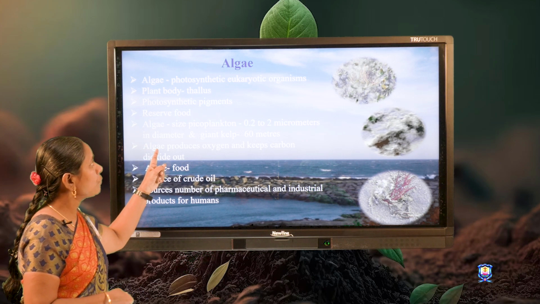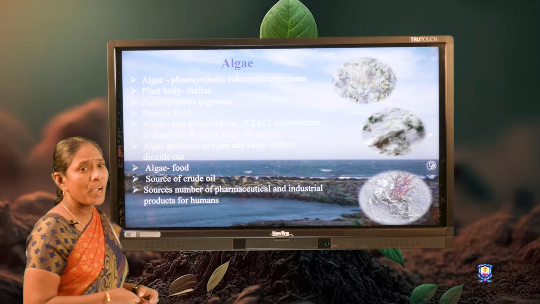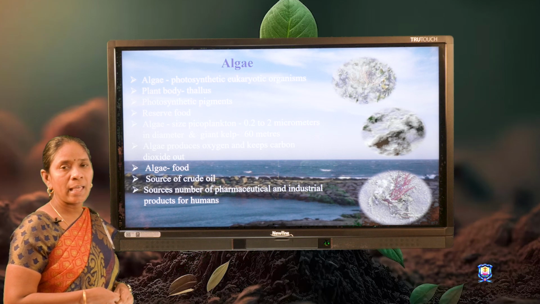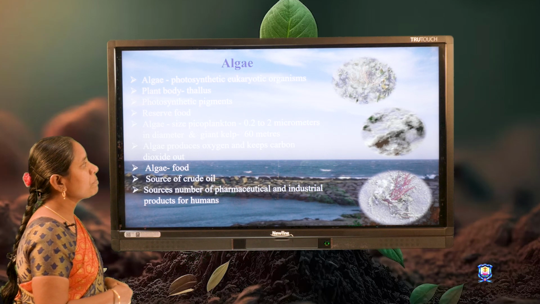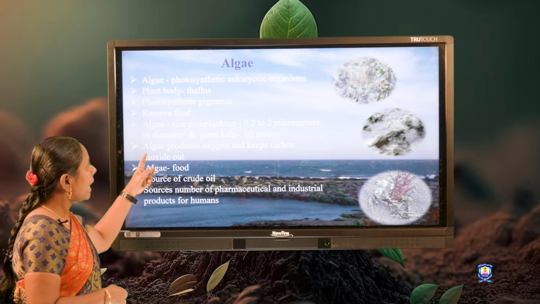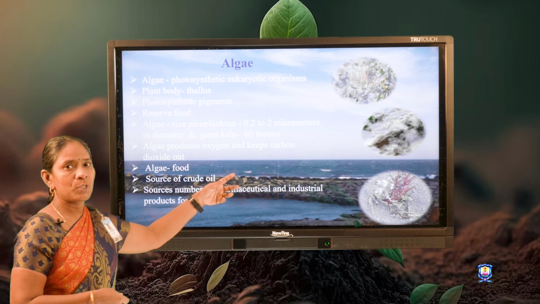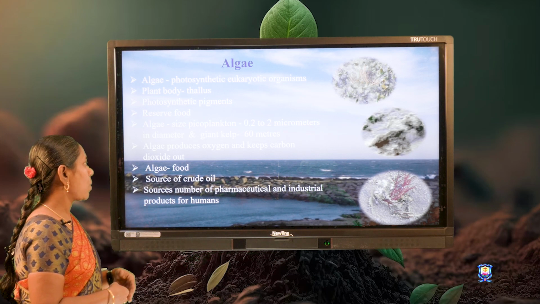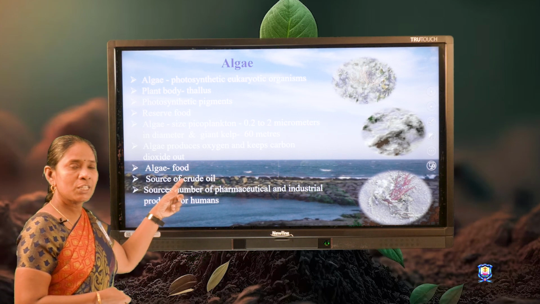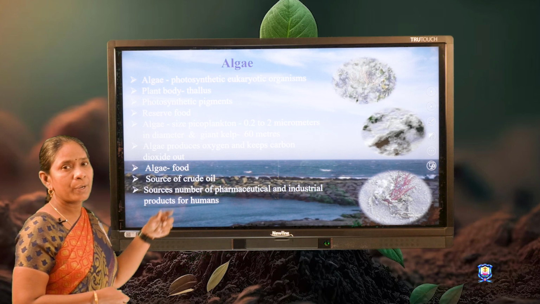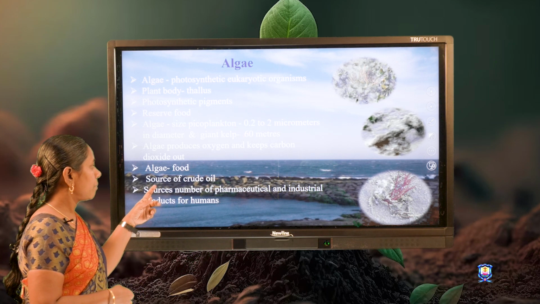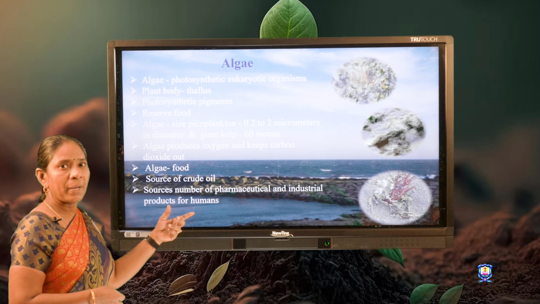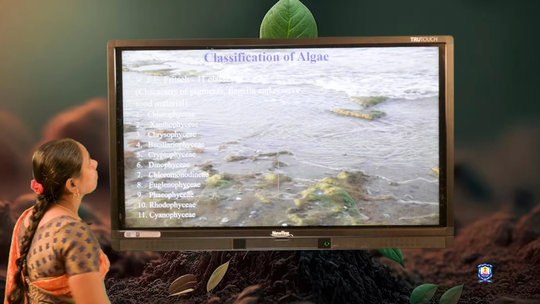The size of the algae ranges from 0.2 to 2 micrometer in diameter up to giant kelp that grows up to 60 meters in height. Algae produce oxygen and absorb carbon dioxide from the atmosphere, and they also release carbon dioxide. Algae are used as food and are a main source for crude oil, and various pharmaceutical and industrial products for human beings are also obtained from algal forms.